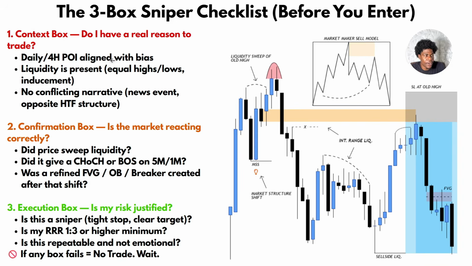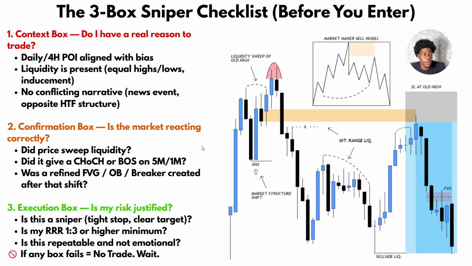The second thing is our confirmation box. Is the market reacting correctly, right? Did price sweep liquidity? That's the first thing I always check for when price comes inside of my higher time frame zone. Did we get a liquidity sweep inside of the zone, right? Did it give us a change of character or a break of structure, or just like I stated, a market structure shift on the 5 minutes or the 1 minute, right? Like, did we get a lower time frame market structure shift inside of that higher time frame zone?